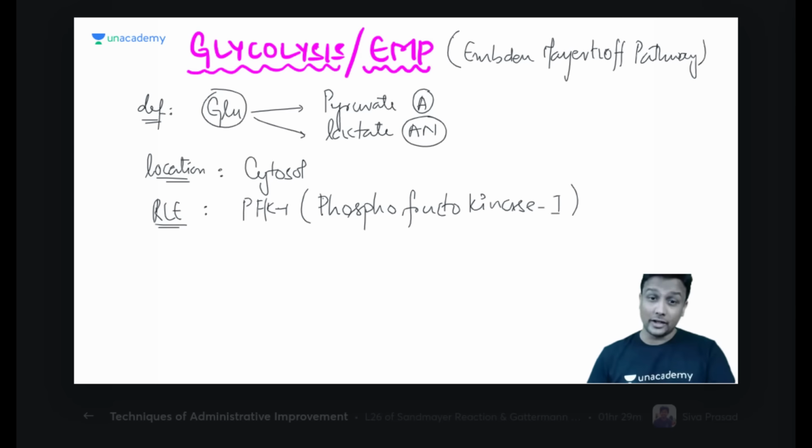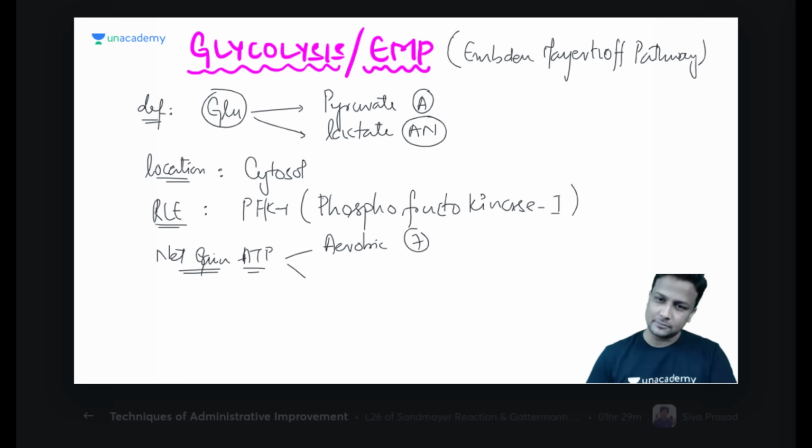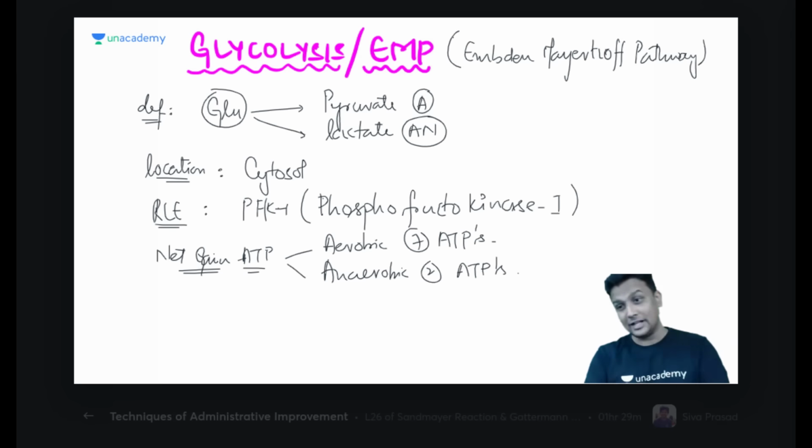After the rate limiting enzyme, what else can they ask you? What is the net gain of ATP in glycolysis, guys? If it is aerobic glycolysis, the net gain of ATP will be 7 ATPs. If it is anaerobic glycolysis, the net gain will be 2 ATPs, guys. So aerobic glycolysis gives 7 ATPs, and anaerobic glycolysis gives 2 ATPs.